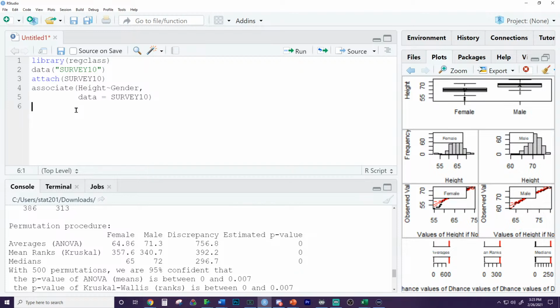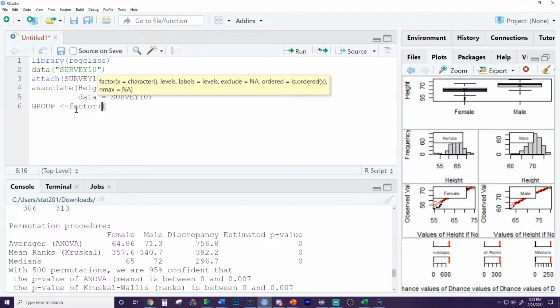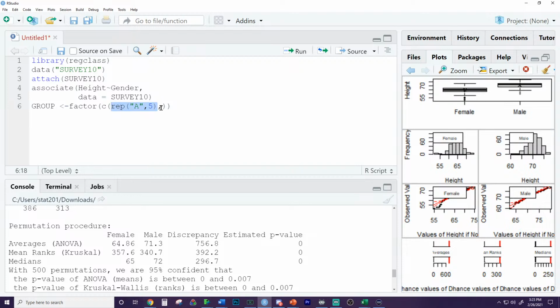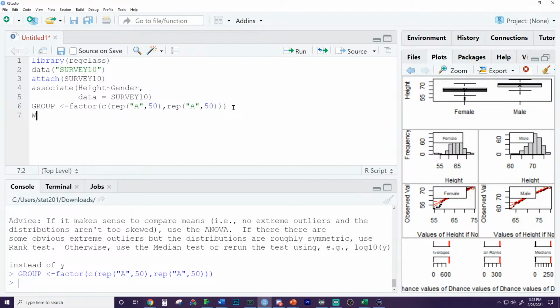I'm going to make a data set, Lucy, while we talk about this. Let me go here to group, and we'll make a factor, and we'll do this. Rep A 5 times, and then rep B. Let's do this. There we go. And let's go weight is random normal.